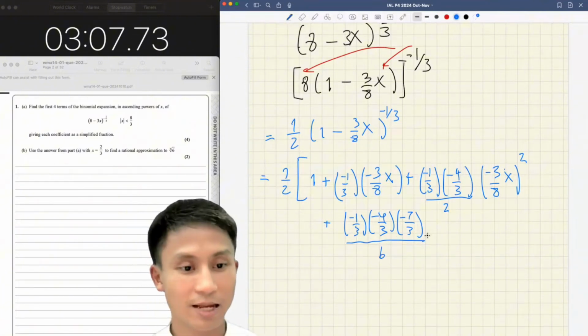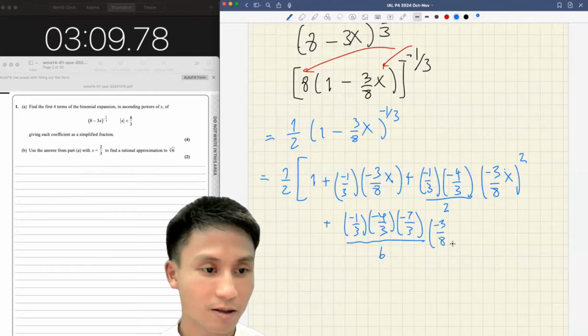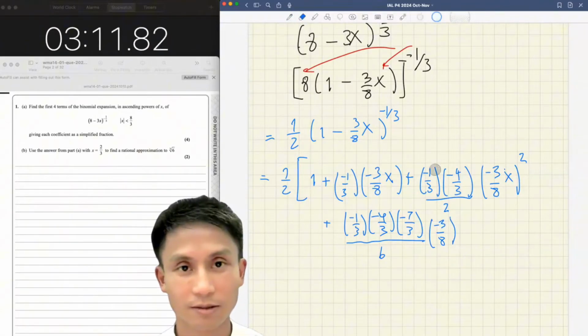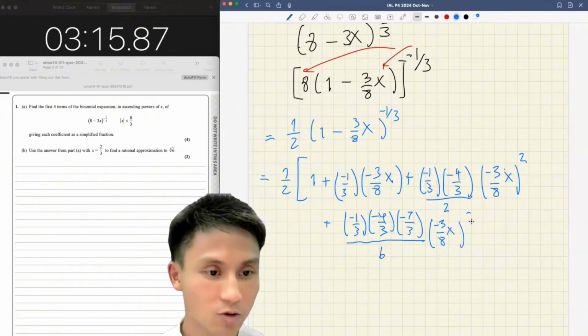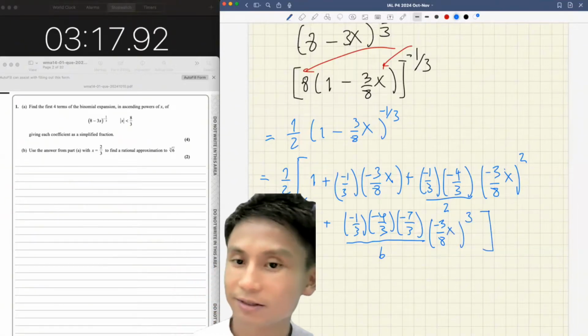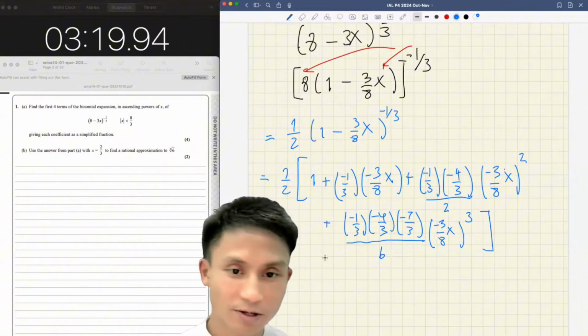Because it's 6. And then that is going to be cubed. So I'm just going to end there. All right. And yeah, we're going to simplify.